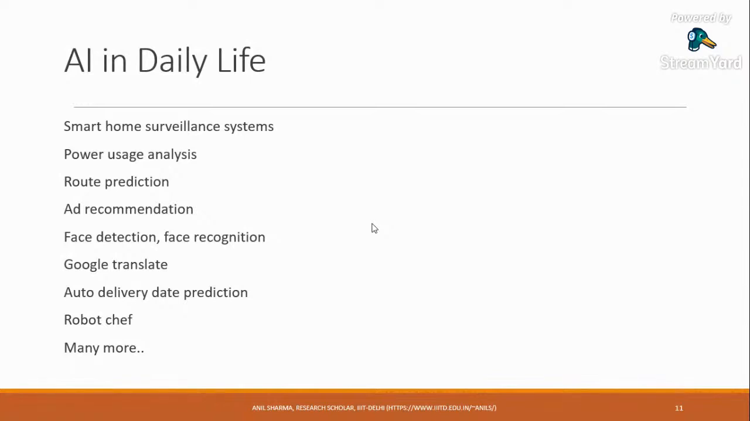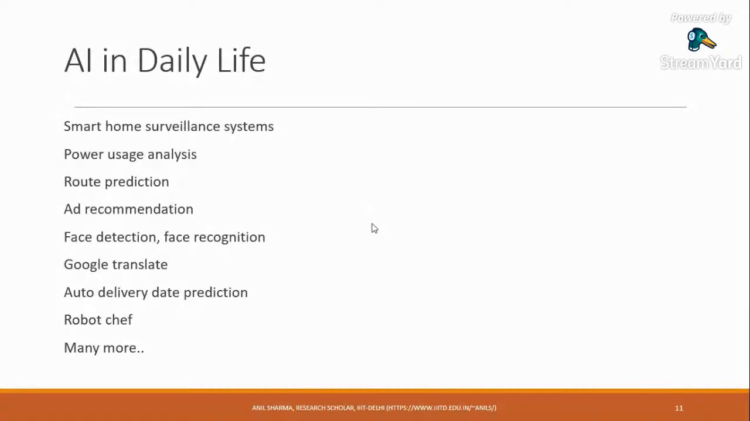One of my friends took the data of power usage of different homes, and then found similarity patterns across the homes, and said which homes are similar. And what could be their future, like next month's electricity bill, based on the history of the data that they had. Okay, route prediction, ad recommendation, for example, on Netflix, Amazon, Hotstar, and other online platforms.